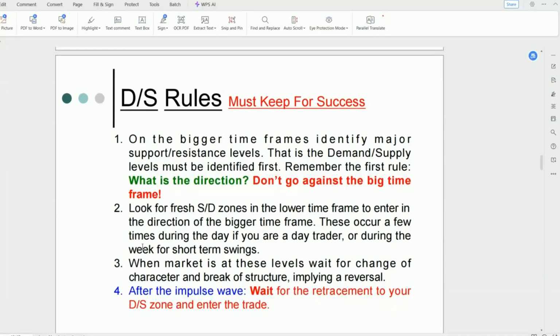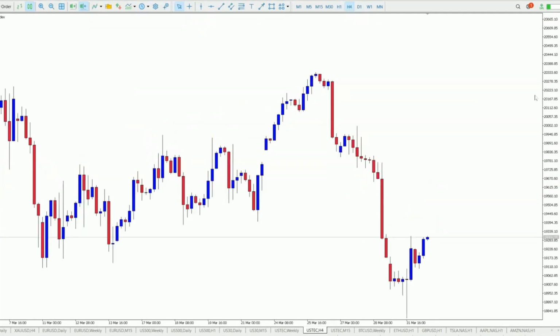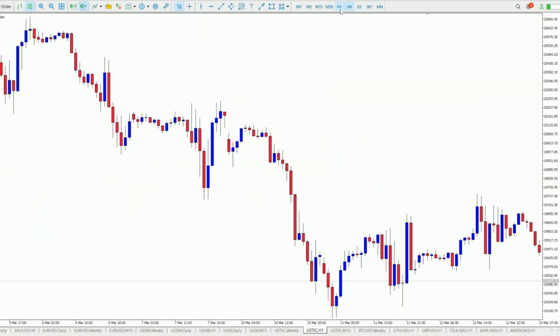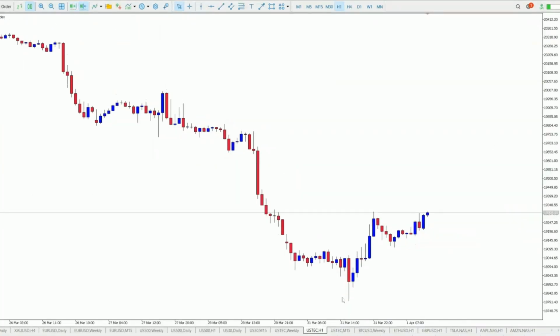These occur a few times during the day if you're a day trader, or during the week for short-term swings. This can happen if you're using a smaller time frame. For example, let's say we're using the 4-hour time frame. In fact, we can go down to the 1 hour, because if we're day trading you can go down into the 1 hour. So for example, this is the impulse and the market came back here before going up.